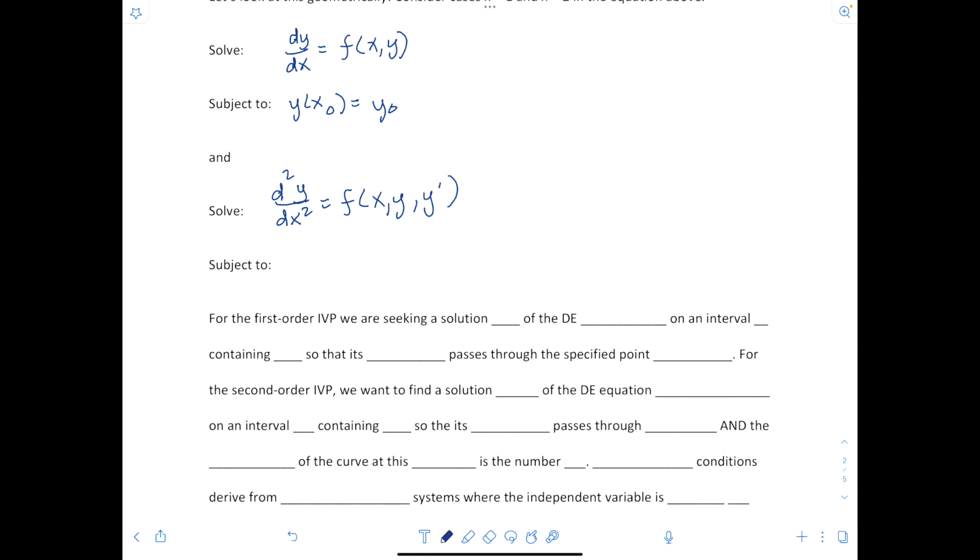You would have y at x0 is equal to y0, so that's a point on the graph of the solutions. That gives you your specific particular solution. But then you also get the slope. So you get y prime at x0 is equal to y1. So y1 is the slope of the graph at the point x0, y0.